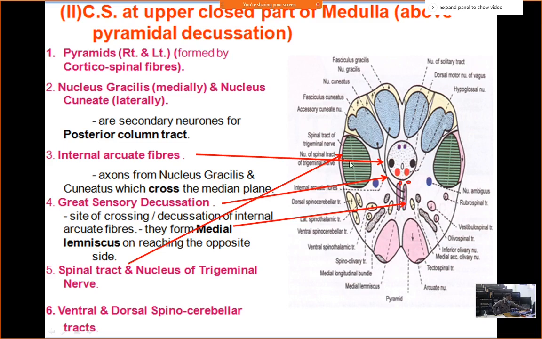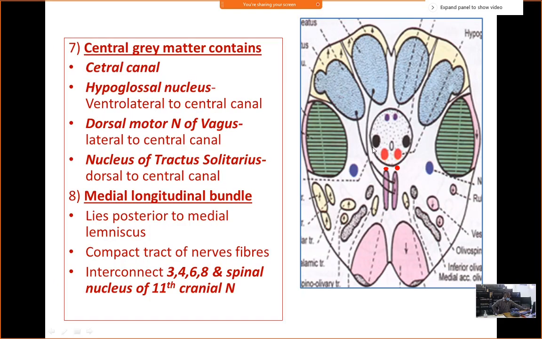It is pushed a bit ventrally. So this is our spinal tract and nucleus of the trigeminal nerve. Then this is the dorsal spinocerebellar, and this is our ventral spinocerebellar tract. And the central gray matter will remain at the center. This is the central gray matter. In the central gray matter, we will have a central canal. This is the central canal.